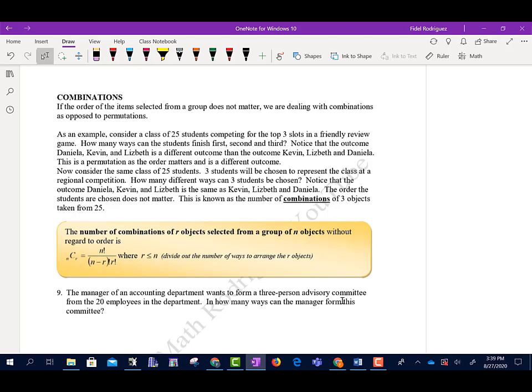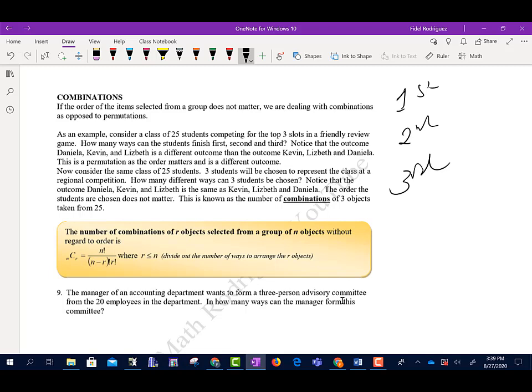As an example, consider a class of 25 students competing for the top 3 slots in a friendly review game. How many ways can the students finish first, second, and third? Notice that the outcome of Daniela, Kevin, and Elizabeth is a different outcome from Kevin, Elizabeth, and Daniela, because the first one goes to first place, then second, and then third.